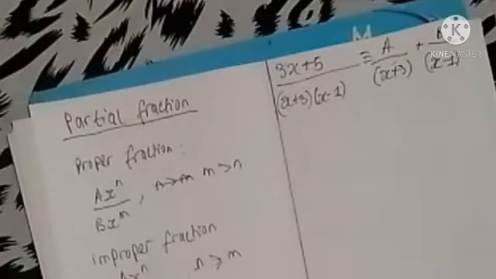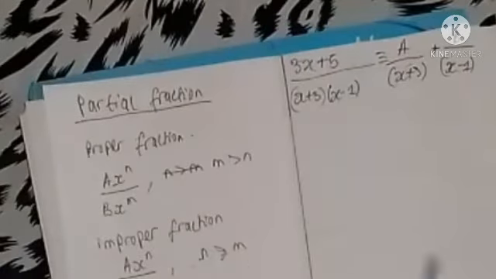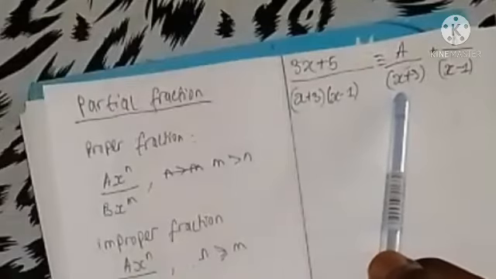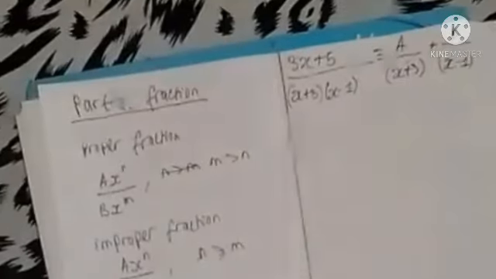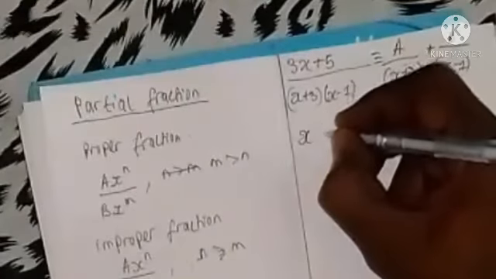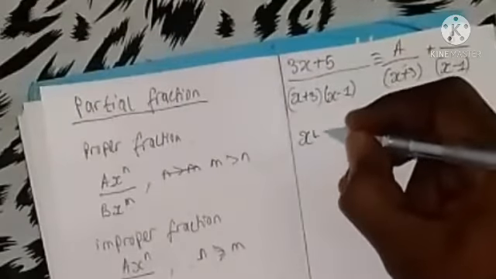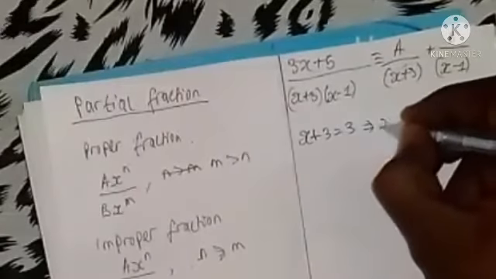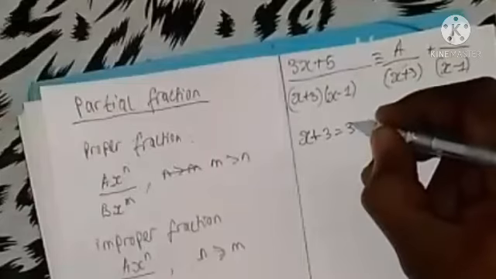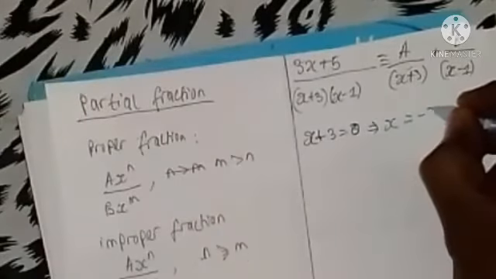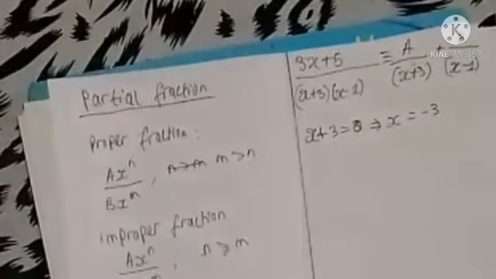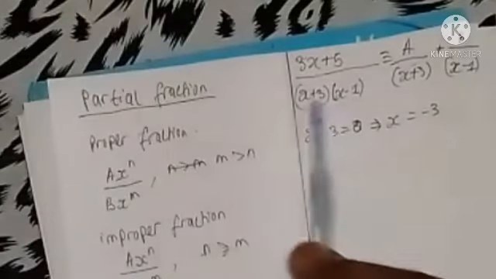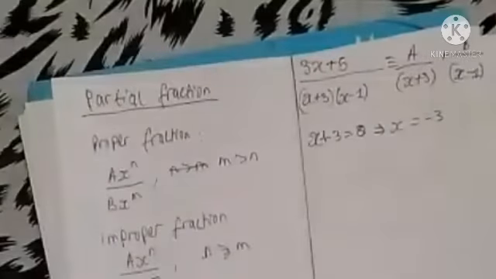Now in this case, if you need to look for the value of a, you are going to take the denominator of a, equate it to 0 and find the value of x. When you do that, x plus 3 equals 0. This implies that x is equal to minus 3. So what you do is substitute this value of minus 3 here, but you block the x plus 3. You block it.